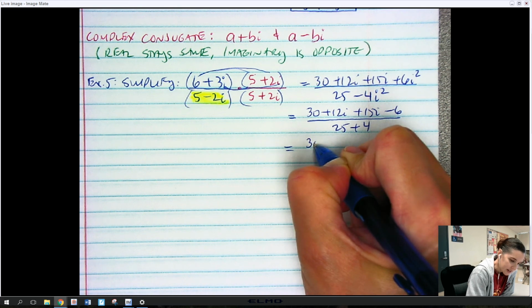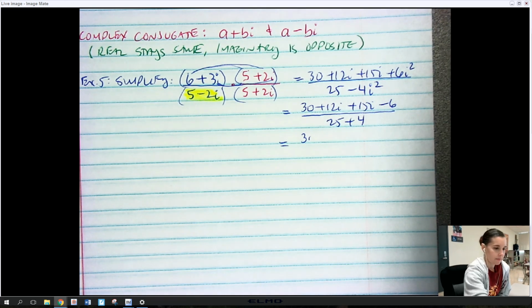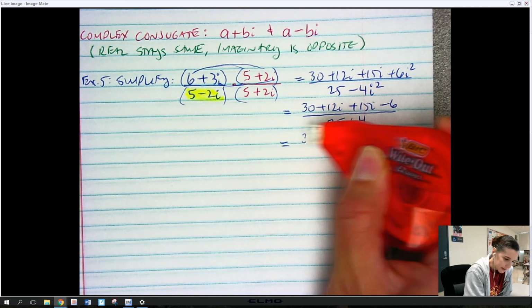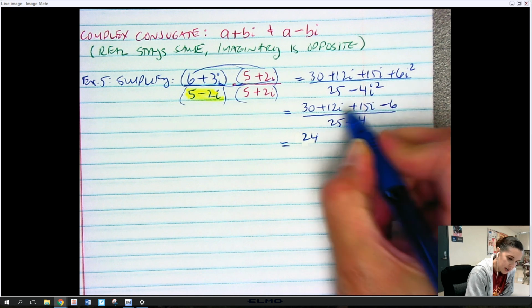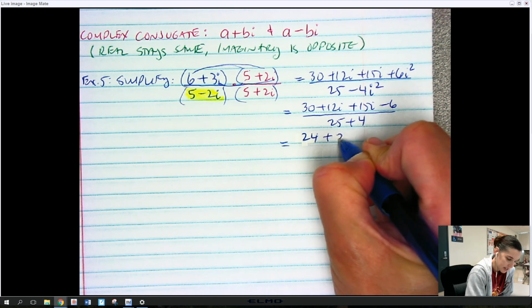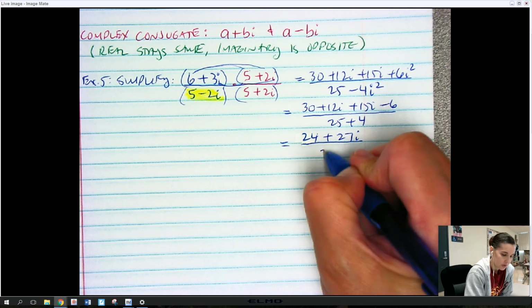All right, so let me just go ahead and combine. If I do 30 minus 6, that is 24. 12i and 15i is 27i. And on the bottom, when I combine those, that would be 29.